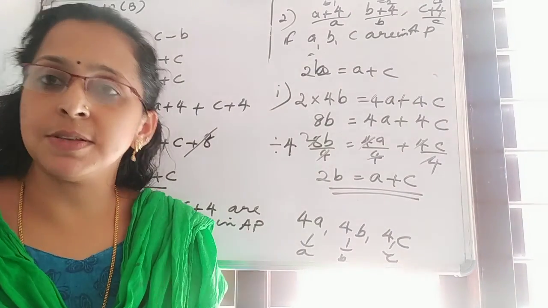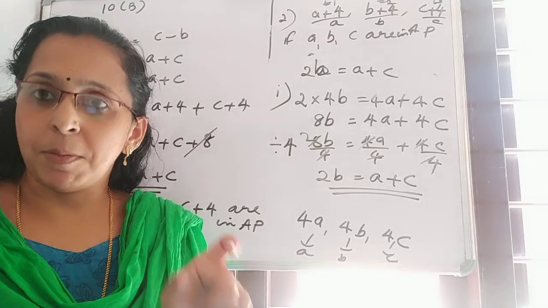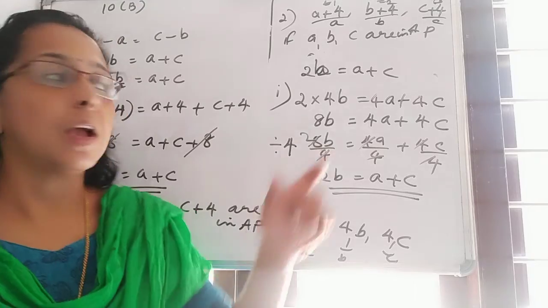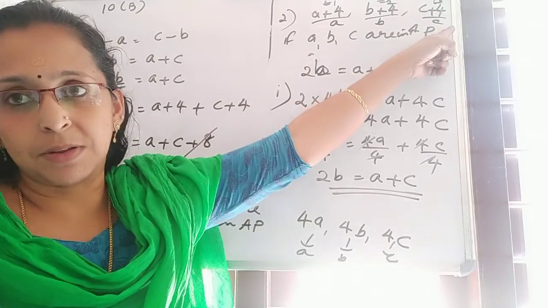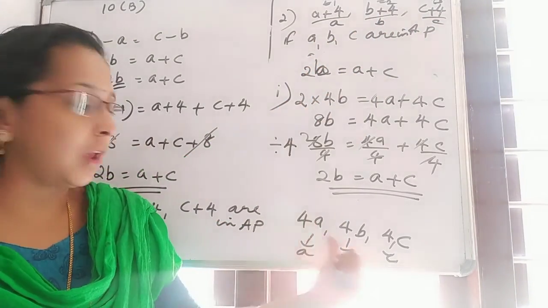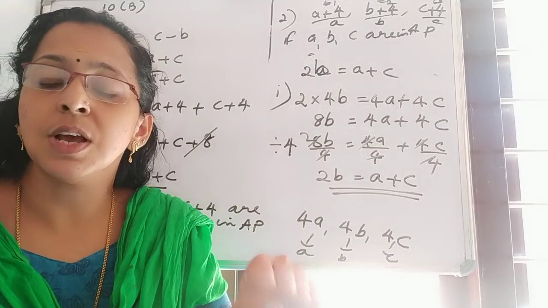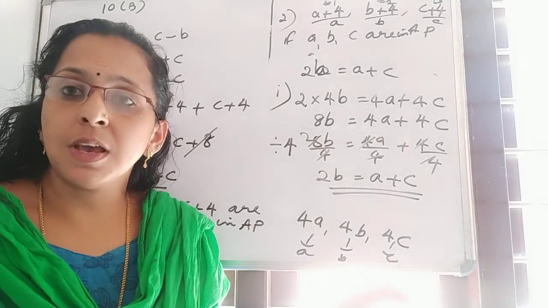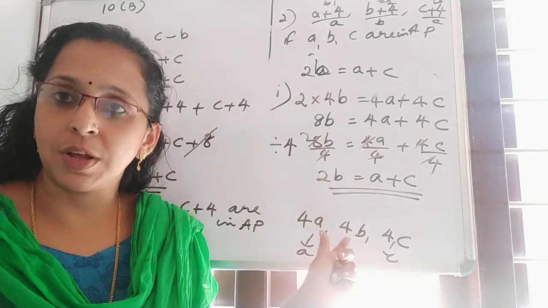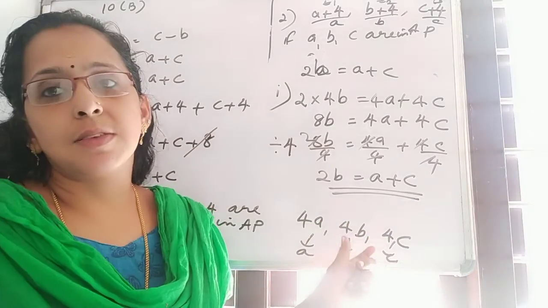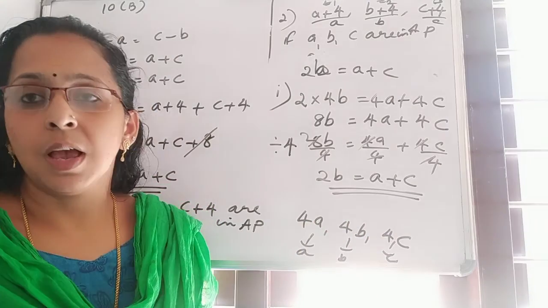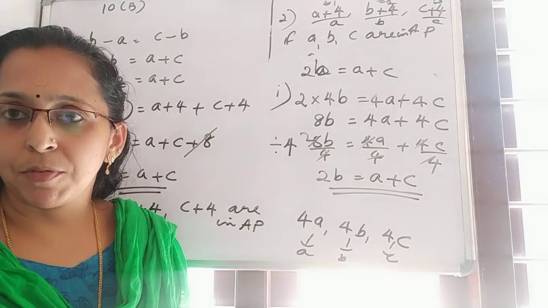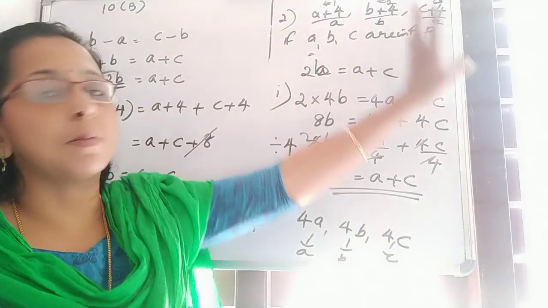Why? Because if A, B, C are in AP, 2B is equal to A plus C. So the same thing we are doing in A plus 4, B plus 4 and C plus 4, the second question. In the first question, 4A, 4B, 4C, for that also we are getting 2B is equal to A plus C after simplifying, using the condition that A, B, C are in AP and just substituting the value of 2B is equal to A plus C. So you will get the answer. A, B, C are in AP given, so 4A, 4B, 4C are in AP in the first part, and then A plus 4, B plus 4, C plus 4 are in AP.